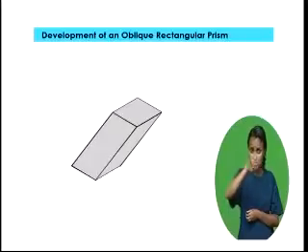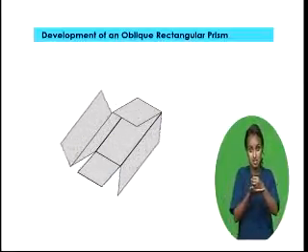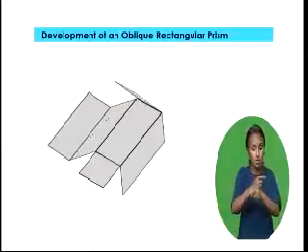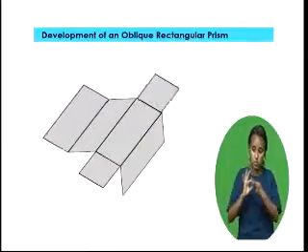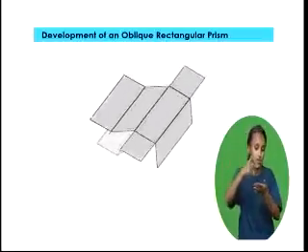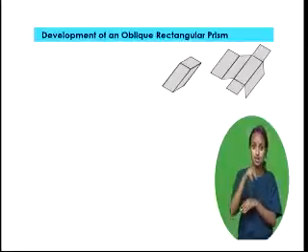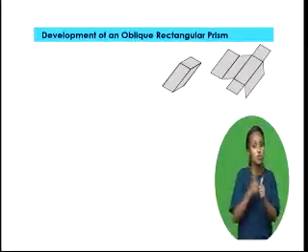Let's see. An oblique prism is a prism in which the bases are not aligned properly. In other words, if the joining edges and faces are not perpendicular to the base faces, it is called an oblique prism. In order to develop the pattern of an oblique prism, we should follow the following steps.